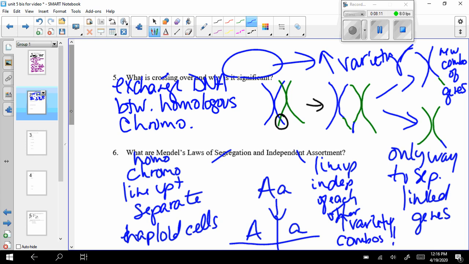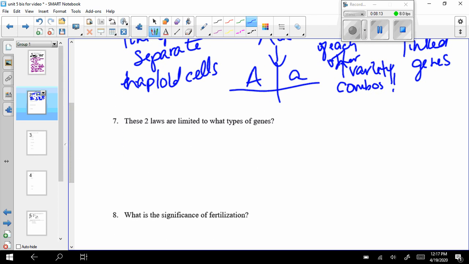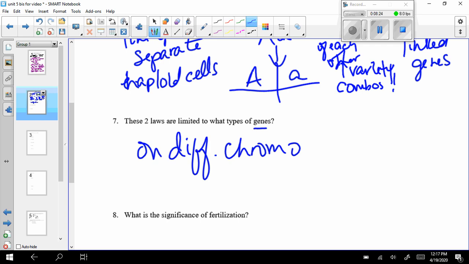A lot of combinations. Okay, these two laws are limited to what type of genes? These are limited to genes that are on different chromosomes. If two genes are on the same chromosome, you do not separate them. So the law of segregation does not apply to them, and they're not going to line up separately because they're on the same chromosome. So these only apply to genes that are found on different chromosomes.